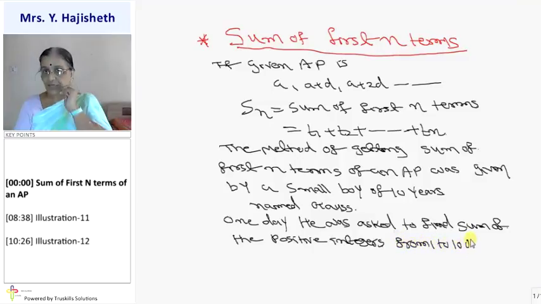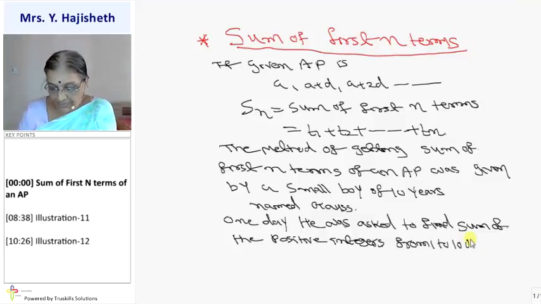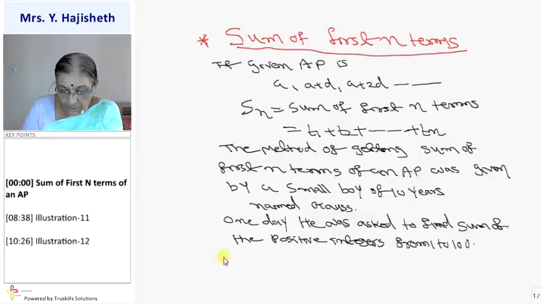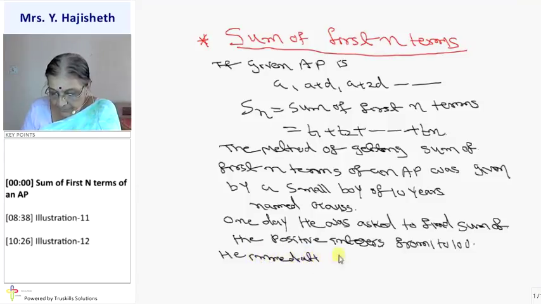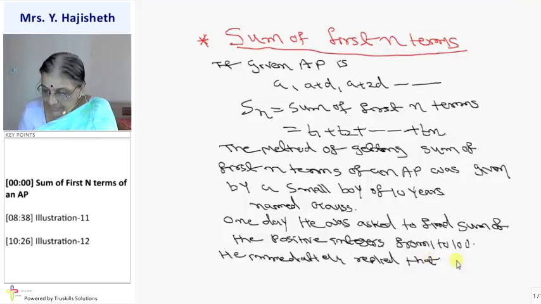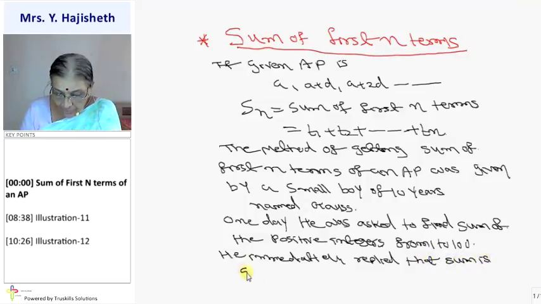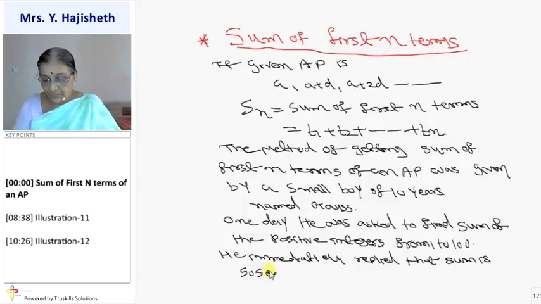Natural numbers from 1 to 100, or you can say positive numbers, someone, the teacher, asked him to add them. He immediately replied that my answer is, the sum from 1 to 100 is 5050, and he gave the correct answer.